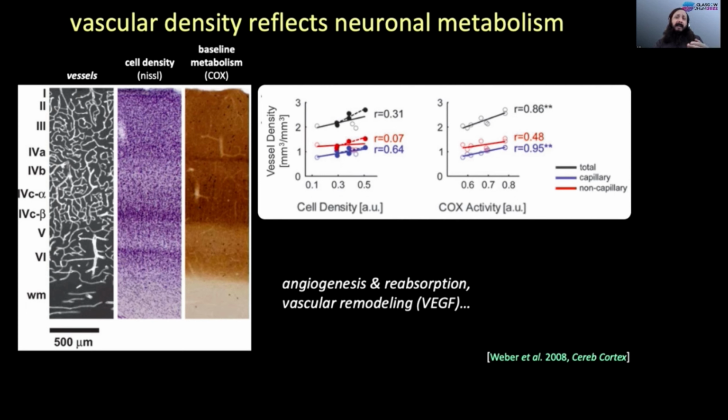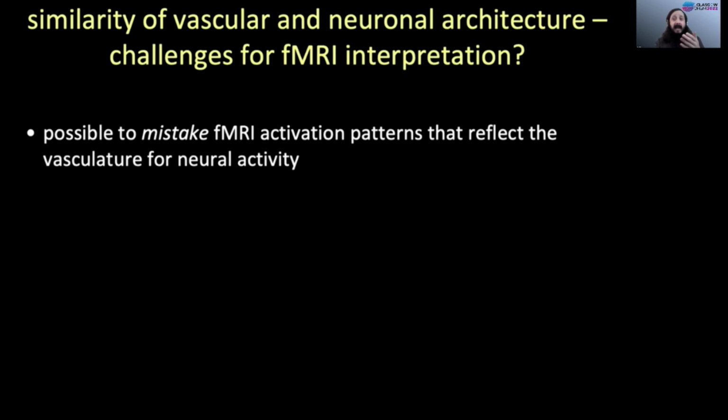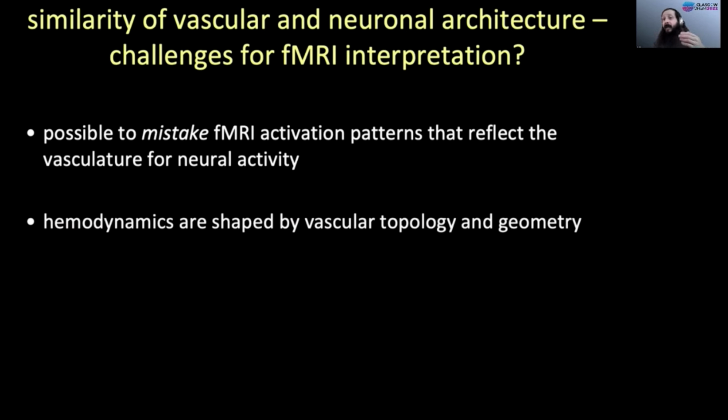So not only does this mean that the vasculature is finely tuned to deliver energy to the brain precisely where it's needed, but it also tells us that the brain's functional architecture is reflected in its vascular architecture. So therefore, it may be possible to mistake fMRI activation patterns that really just reflect the vasculature for patterns of neural activity. And knowing where the control structures are is not enough, since hemodynamics are also shaped by vascular topology and geometry, and I'll revisit this at several points during this presentation.